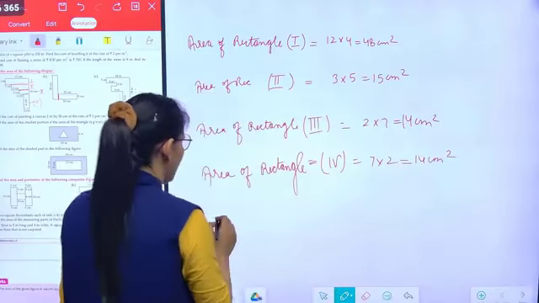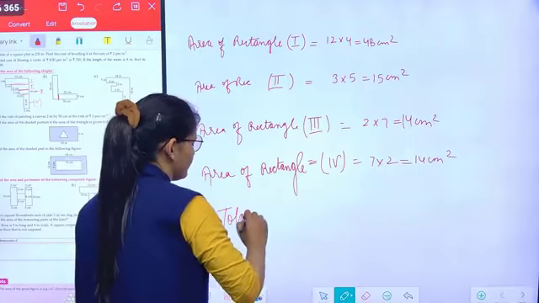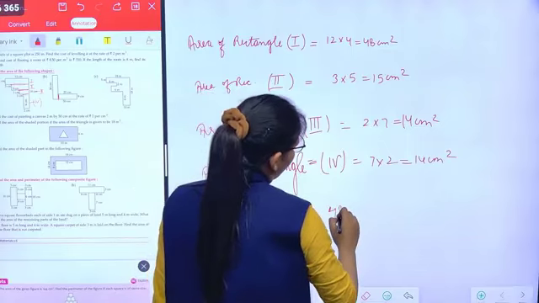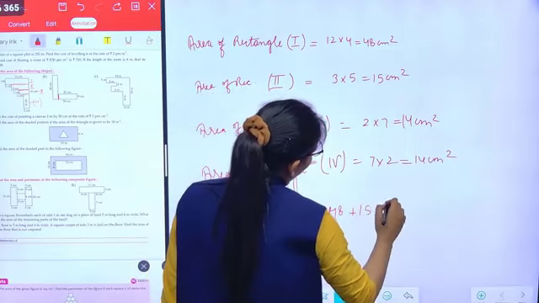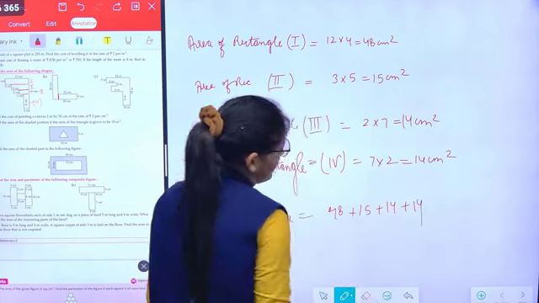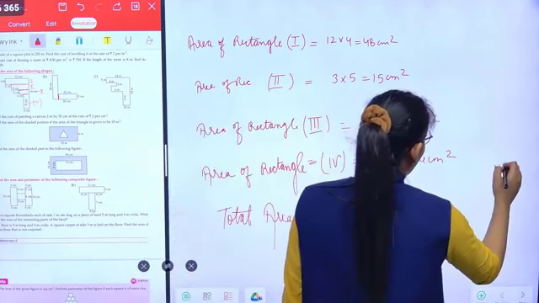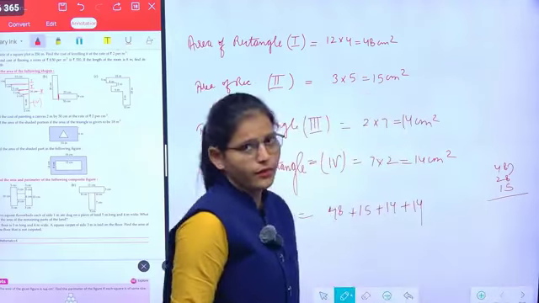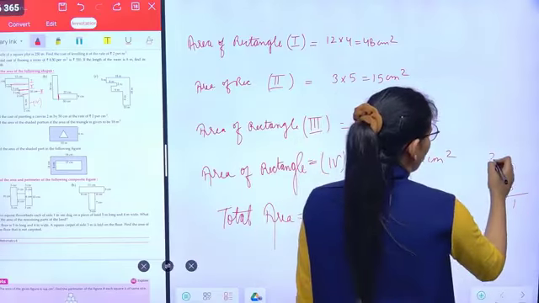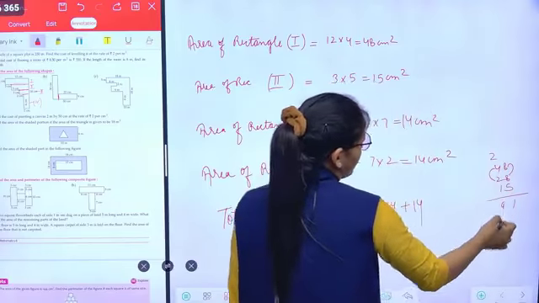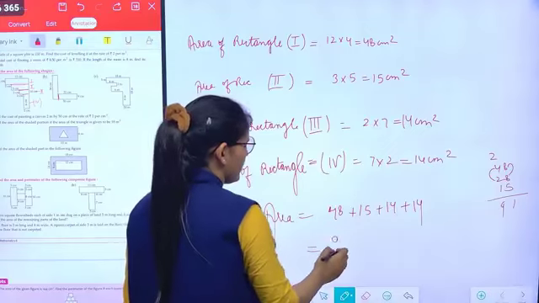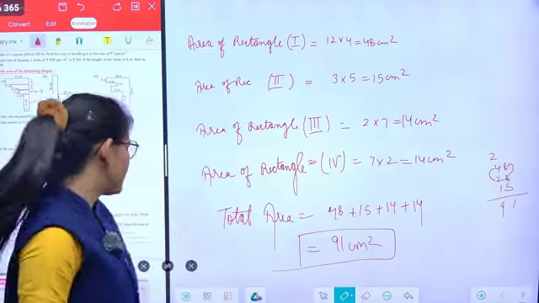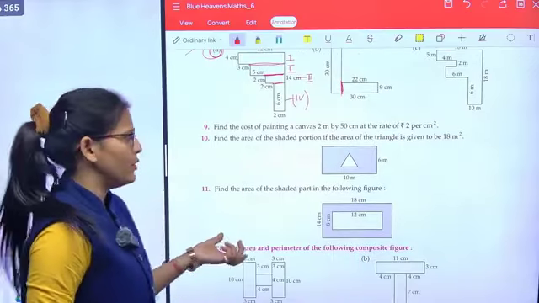Now class, total area is equal to 48 plus 15, 14, 14. Now class, 48 plus 28 plus 15. Now class 16 plus 5, 21, 2, 6 plus 2, 8 plus 1, 9. Class 91 centimeter square. Understand class? Rest of the parts do yourself.